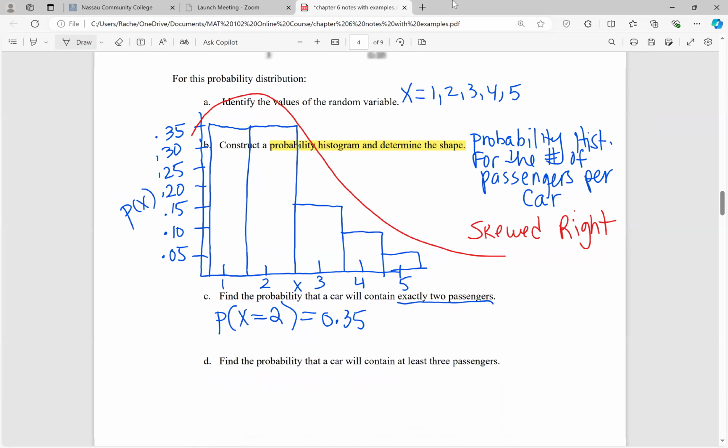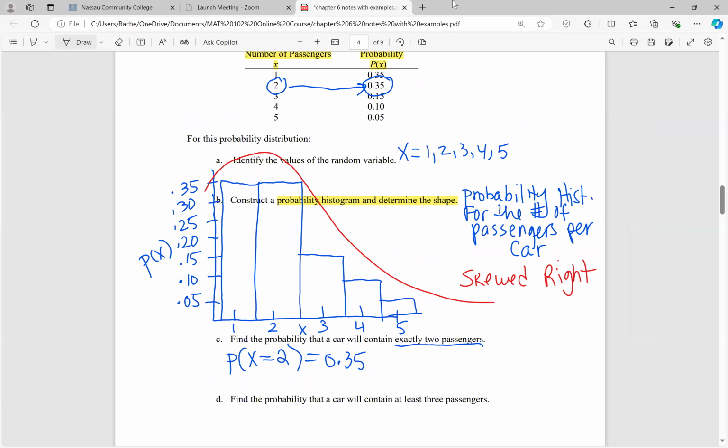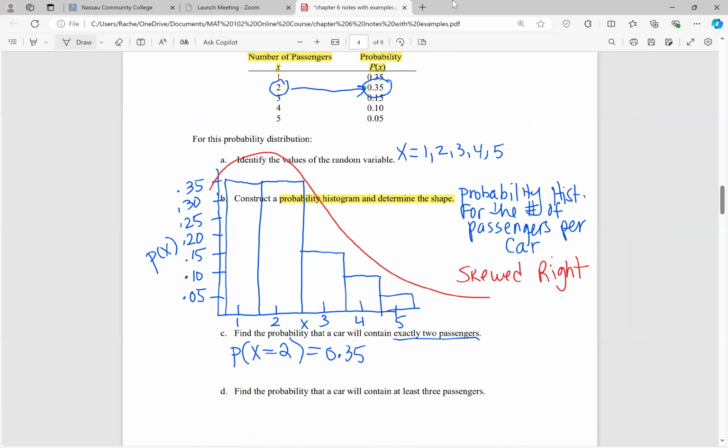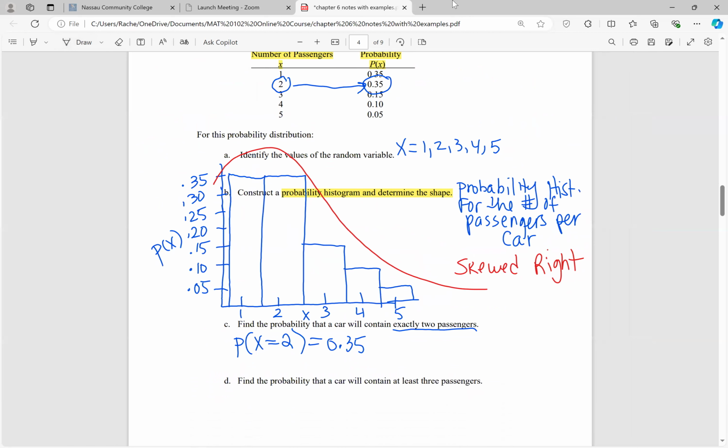So let's look at the next part. D says, what's the probability that a car will contain at least 3 passengers? So we want at least 3 passengers. Before we answer this question, I just want to hop over to the whiteboard for a minute and go over the difference between at least and at most, because you are going to see that a lot throughout the rest of the semester, and I want to make sure you're using the appropriate inequality.